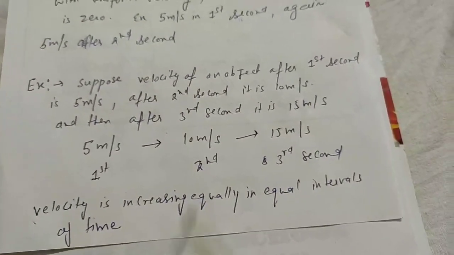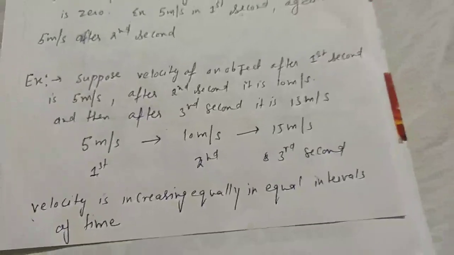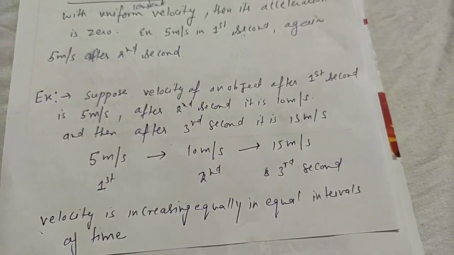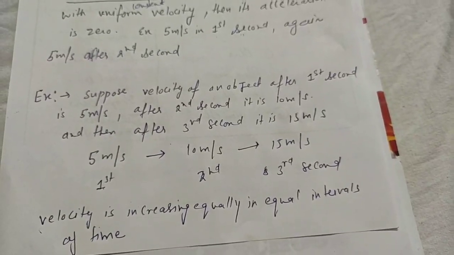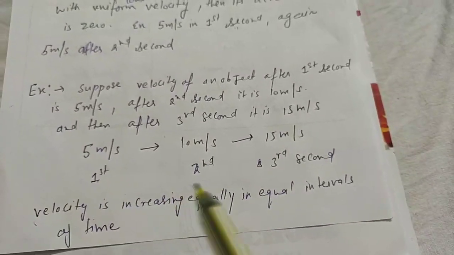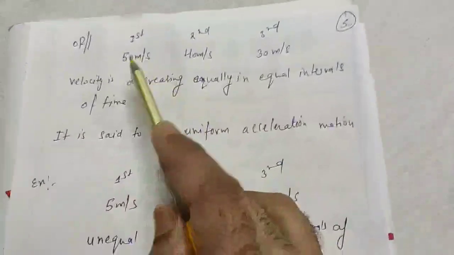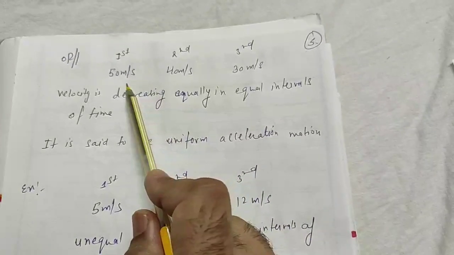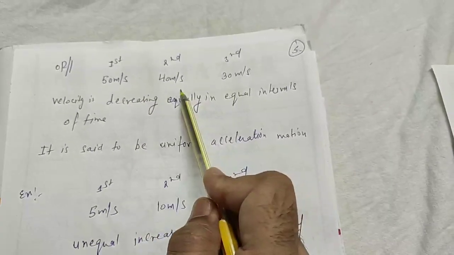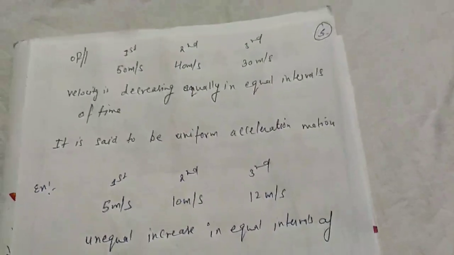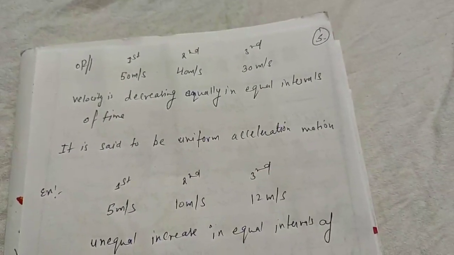We can take, suppose, after 2 seconds also: after the first 2 seconds 5, then after 4 seconds 10, then after 6 seconds 15, or maybe 1 second also. But what is happening? The velocity is increasing equally in equal intervals of time. Similarly, suppose the speed was 50 meter per second, then it came to 40, then it came to 30. What is happening? The velocity is decreasing equally in equal intervals of time.